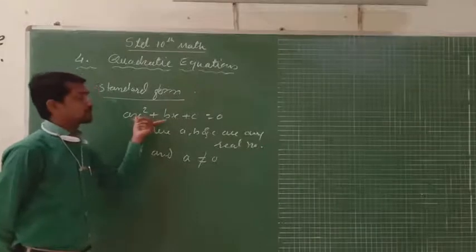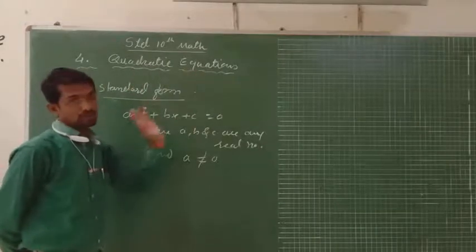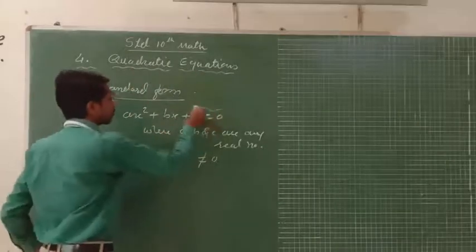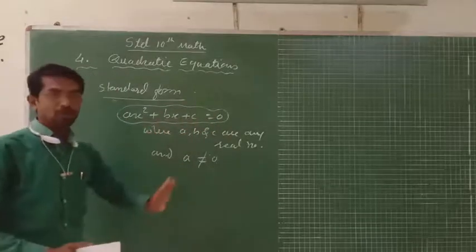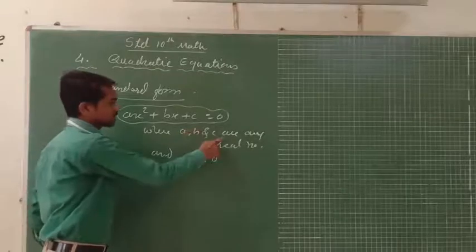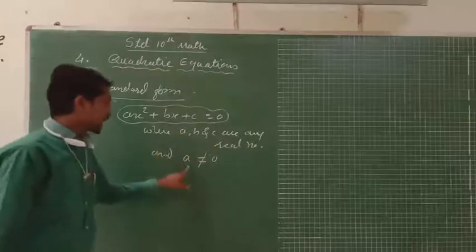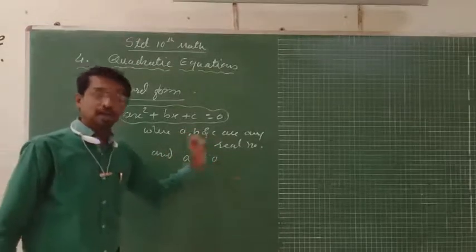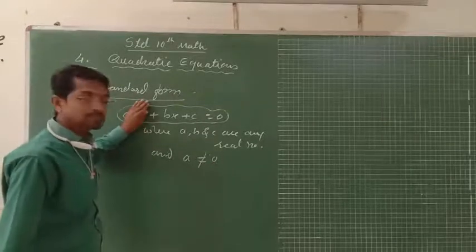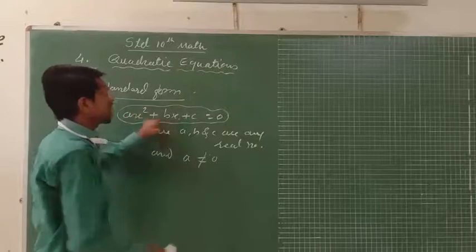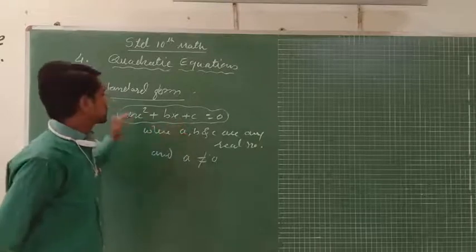So this equation is called what? Quadratic equation. It is the standard form of quadratic equation: ax square plus bx plus c is equal to 0. a, b and c are any real numbers, but a is not equal to 0. Suppose a is equal to 0, so this entire term is 0. So it is bx plus c. Now it is linear. So that's why this is standard form.